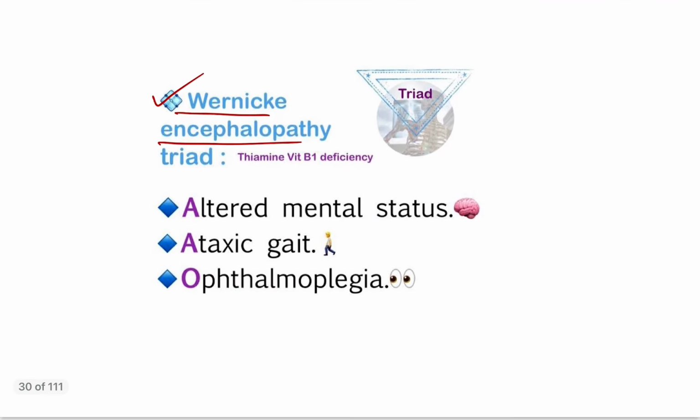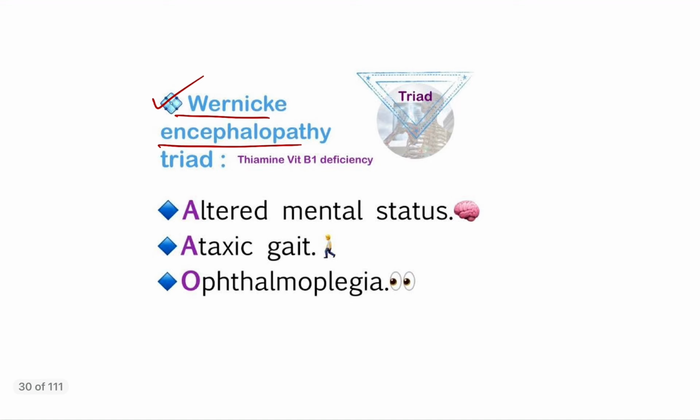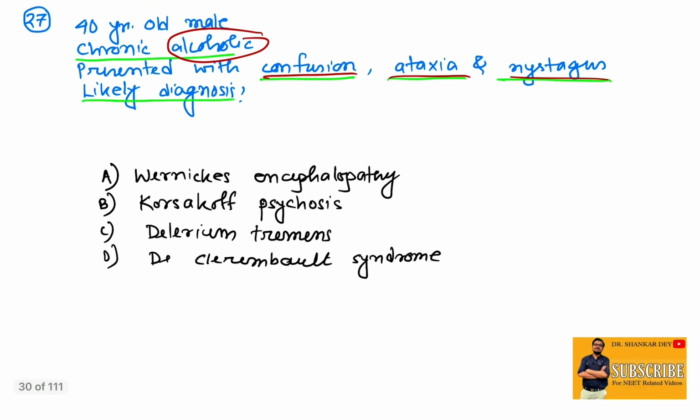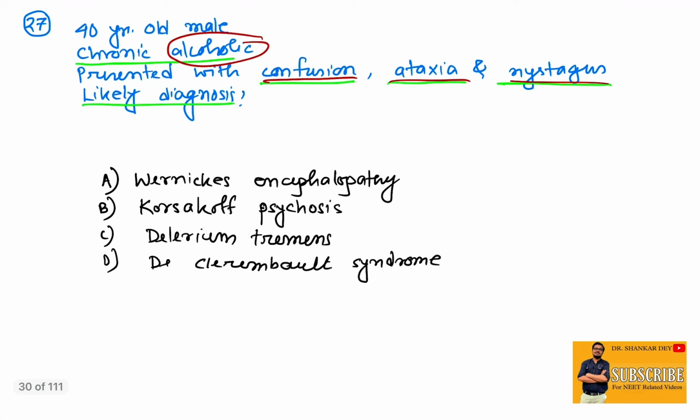Alcoholic men are always deficient in vitamin B12 or thiamine, and this may cause Wernicke's encephalopathy. This is the triad of altered mental status, ataxic gait and ophthalmoplegia, maybe sixth nerve palsy and so on. Nystagmus can be found because of ophthalmoplegia. So this is the classical triad of Wernicke's encephalopathy. So this is the answer, not Korsakoff psychosis, not delirium tremens, alcohol withdrawal syndrome, not de Clerambault syndrome.